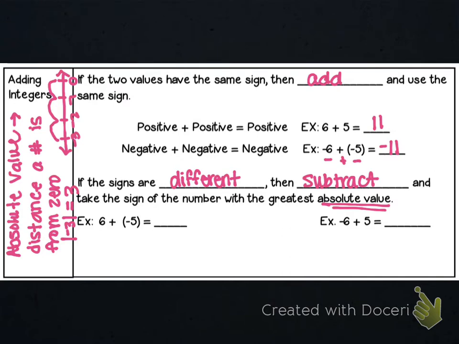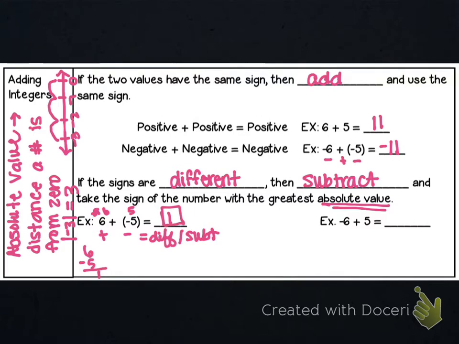So looking at our first example, we have a positive and a negative number. They are different. Therefore, we are going to subtract these numbers. So 6 minus 5 is 1. Then we look at the absolute value. The absolute value of 6 is 6. And the absolute value of -5 is 5 spaces from 0. This one is further. Therefore, our answer is going to remain positive.